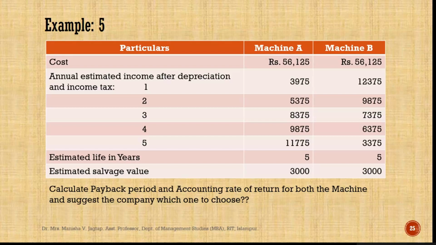So let us start with calculating first the payback period of machine A. Then we will calculate the accounting rate of return of machine A, and then machine B payback period and accounting rate of return. So let us start with the solution.